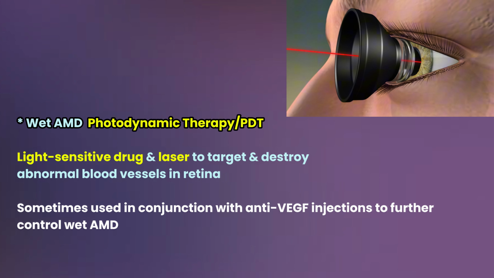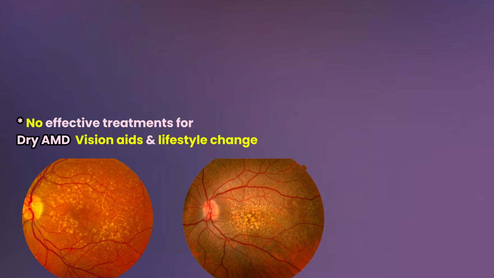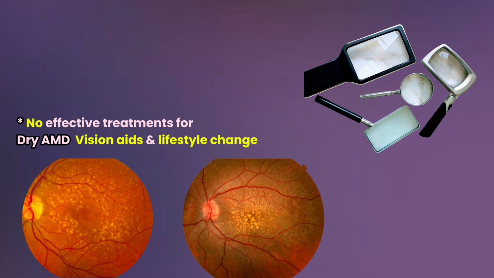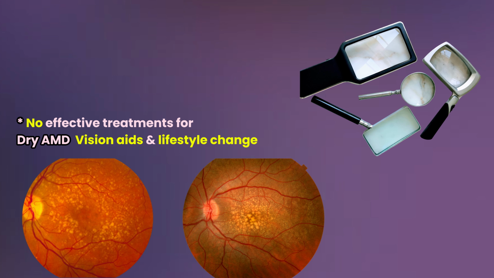Photodynamic therapy uses a light-sensitive drug and a laser to target and destroy abnormal blood vessels in the retina. It is sometimes used in conjunction with anti-VEGF injections to further control wet AMD. There are currently no effective treatments for dry AMD, but vision aids and lifestyle changes can help manage vision loss.